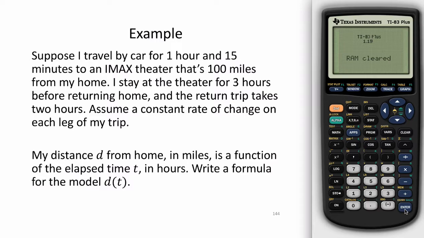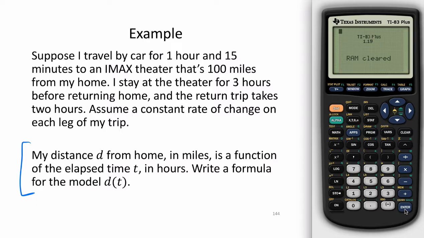My distance d from home in miles is a function of the elapsed time t in hours. I mean, that just physically makes sense. I can only be in one place at a time, so for every time, there will be one and only one distance from home. And I want to write a formula for that model. D is a function of t, d of t.